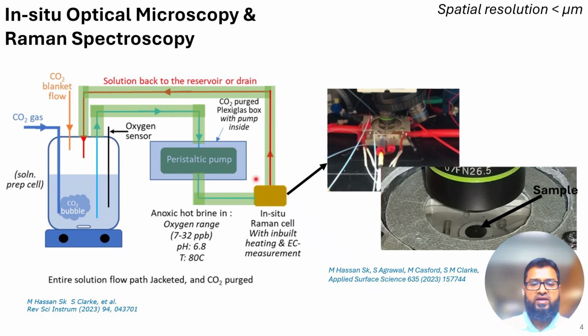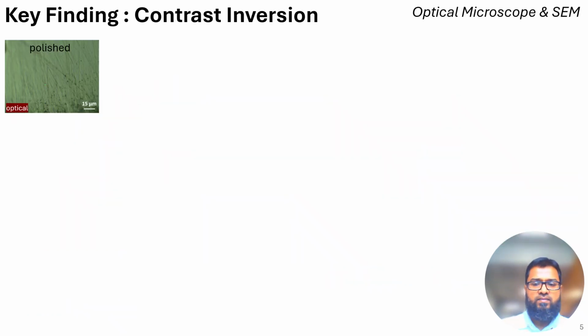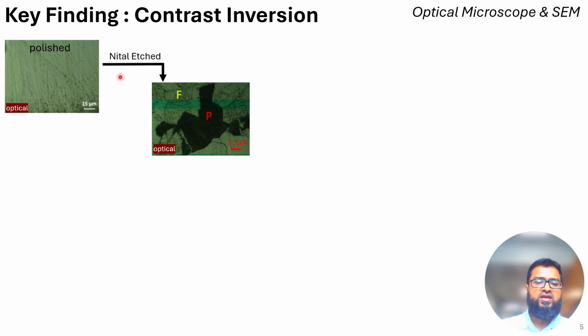This is how the in situ cell looks. You can see the sample, the electrode. So what you can do, you can see the progress of the process using the optical microscope, and also you can track the Raman spectroscopy at the same time in situ. So what we achieved using this, just to start with, we started with a metallographically ground and polished steel sample. This looks like that. And then we nital etched the sample.